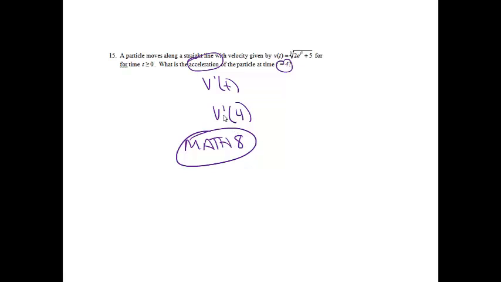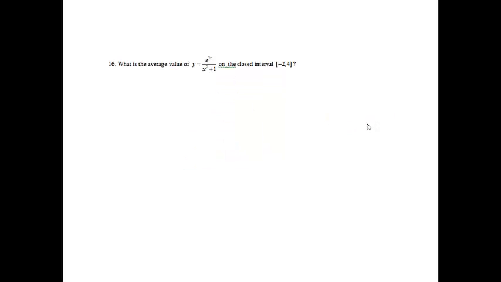Okay, problem 15. A particle moves along a straight line with velocity given by that formula. For time t greater than or equal to 0, what is the acceleration of the particle? Well, acceleration is the derivative of the velocity. And since we want to find it at 4, we just want to find the derivative of the velocity at 4. And since we know a value and we're on the calculator section, we are going to use Math 8. And if you use Math 8 and just plug this in, you will end up getting 695.905.